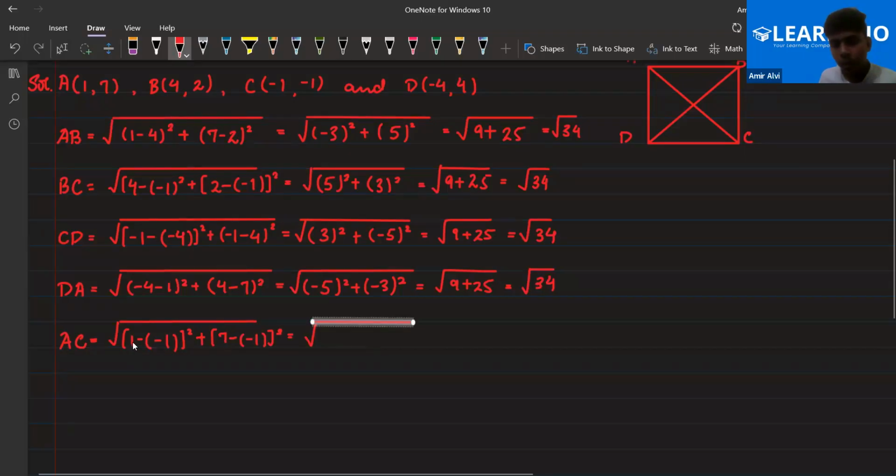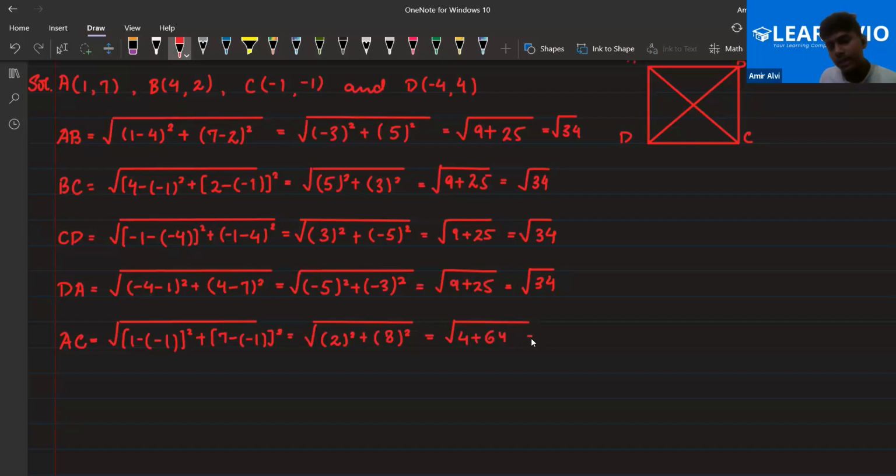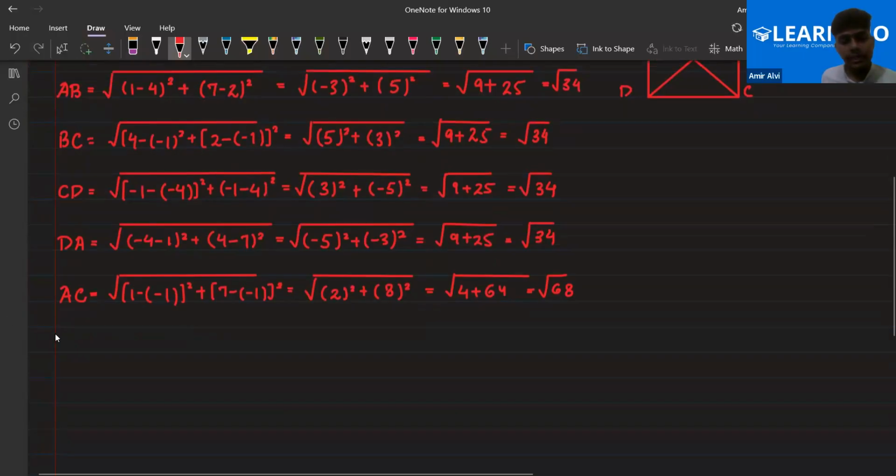Now see this thing, Gianna. 1 minus of minus 1 would be positive 1, so that would be 2 square, plus 7 minus of negative 1 would be positive 8. So that's why in this chapter, the negative sign and considering all the things is very important. Okay. So that is 4 plus 64. So root 68 is the value of the diagonal. It means that the distance of the diagonal is root 68. So BD should also be equal to root 68. Is that clear to you, Gianna? Please do let me know.